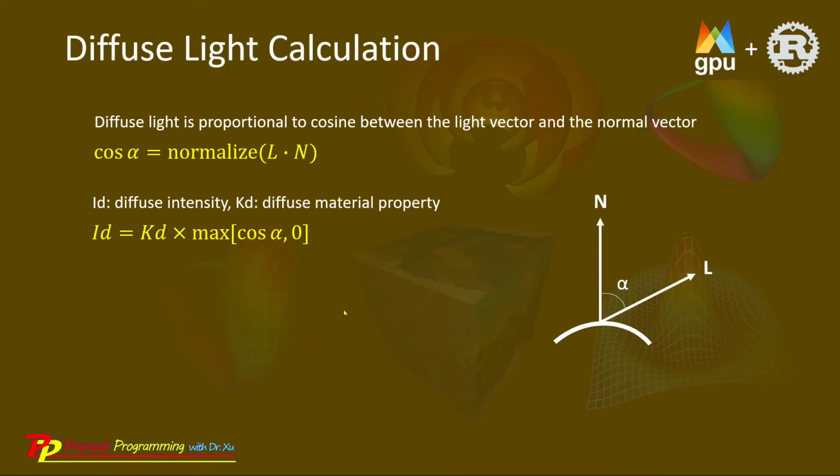We can also add the ambient light to the diffuse light intensity, like this. I_A is the ambient intensity, so we can add it to the diffuse intensity like this.